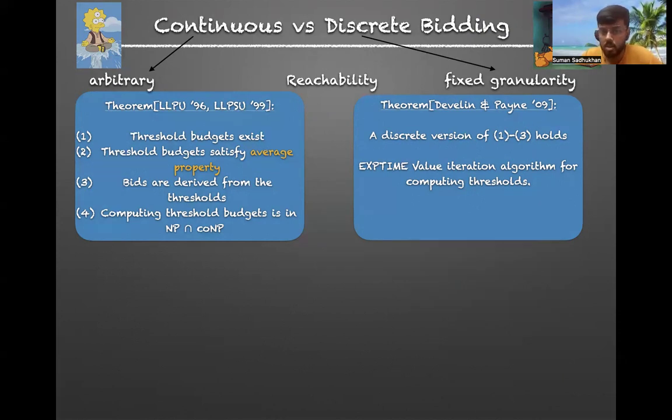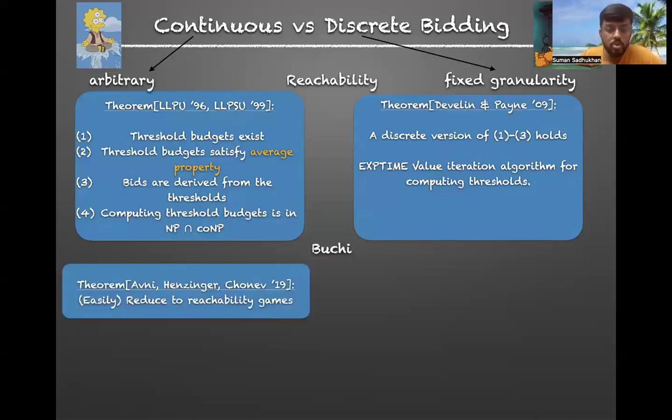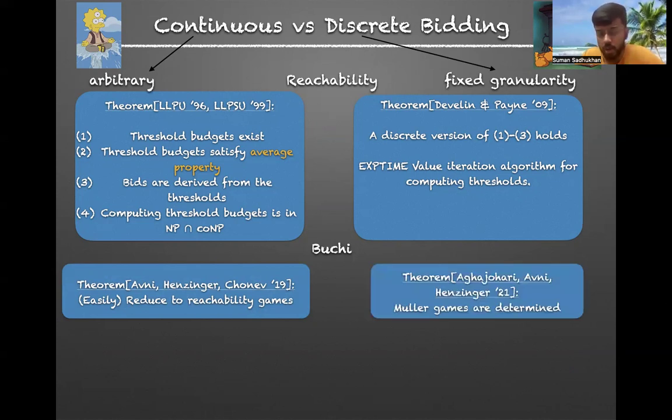And in late 2010, around 2009, they had the same theorem for the discrete counterpart, for finite duration games for reachability, and an XP time value iteration algorithm. And for infinite duration games, since 2019, I think they have shown, they have reduced the Büchi or parity, Büchi and parity continuous bidding games to reachability bidding games easily, and they have computed the threshold budget. It's a work by Avni et al.